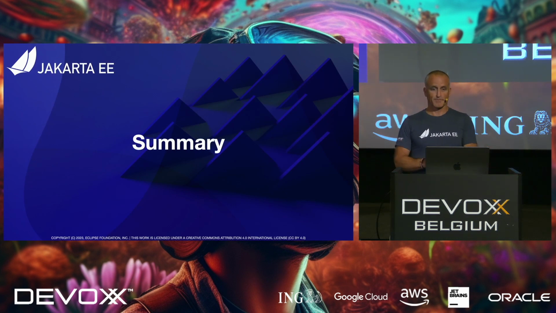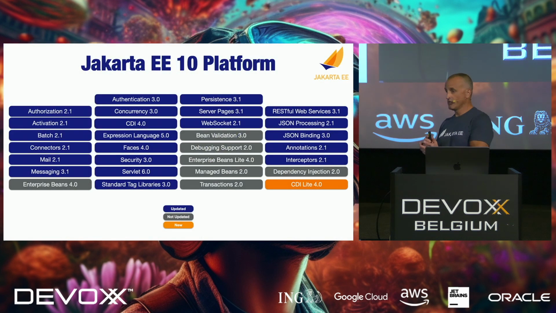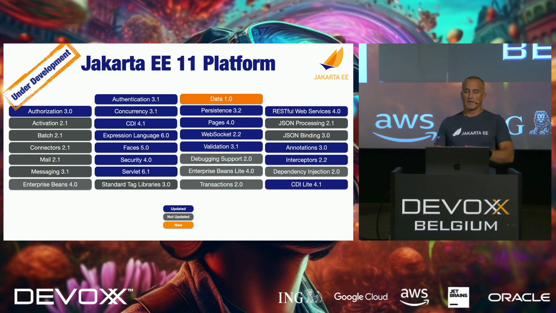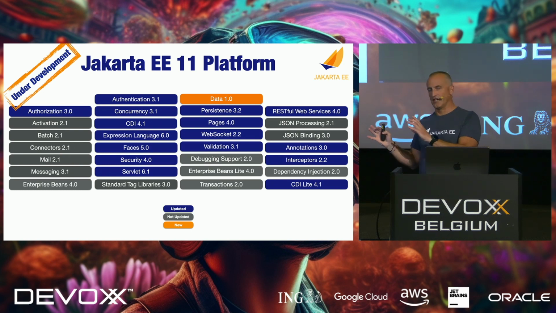So to sum up, Jakarta EE 10 has a lot of updates. Some are more relevant than others for Spring. I picked 3 of them here today. There are others that may be interesting, but at least those 3 are fairly relevant. For 11, it's about the same amount, a little less, that are being updated, but you see among them we have persistence, validation, and servlet. They're all getting updates.